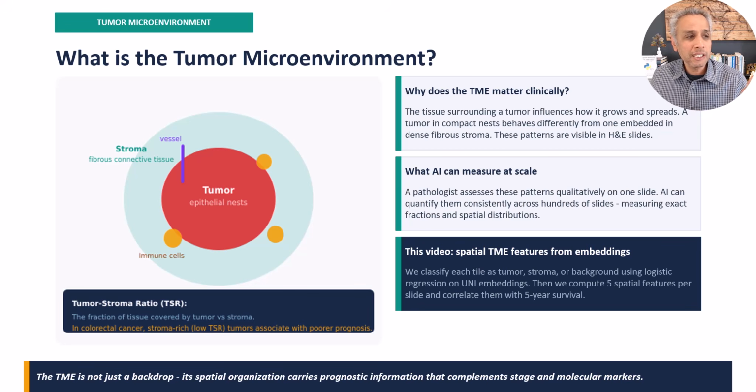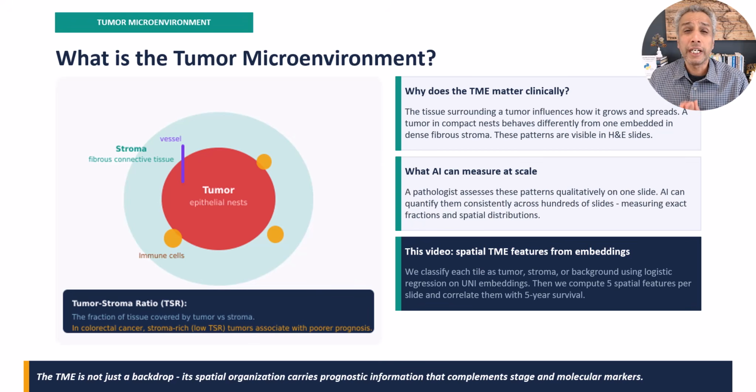What makes this interesting for AI is the scale. A pathologist can estimate the stromal content of one slide in a few minutes. They're highly trained, highly skilled. But obviously the assessment there is qualitative and variable between observers. So we can quantify it consistently across all of the 427 slides we'll be looking at later on, using the classifications from the embeddings.